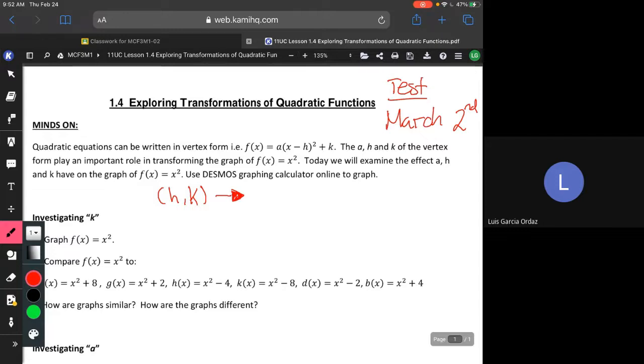No. Nope. It represents something like one of the most important parts of a parabola, where it changes direction. What is that called? I heard someone say it. Vertex. So h and k is the vertex.